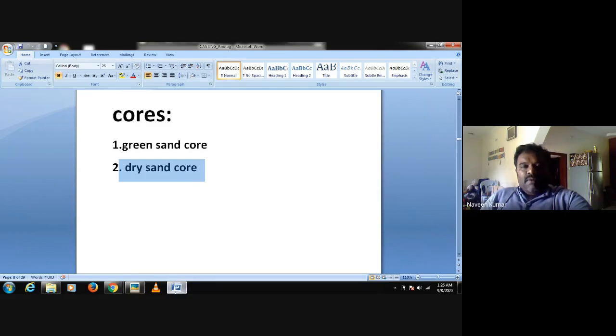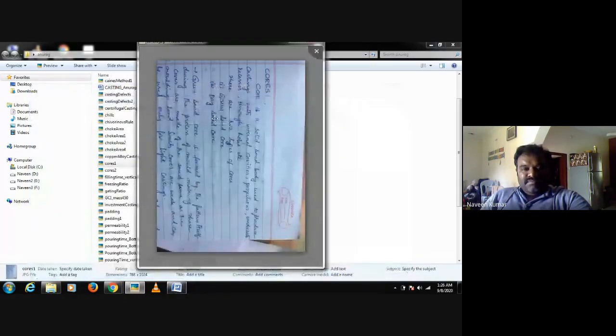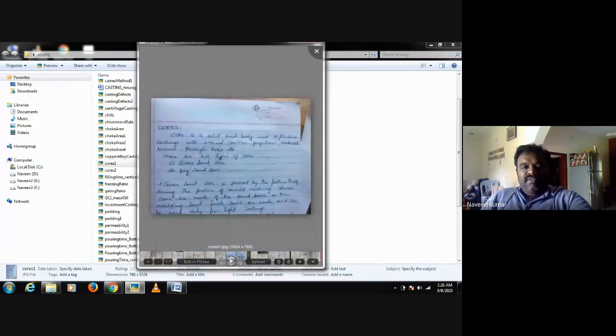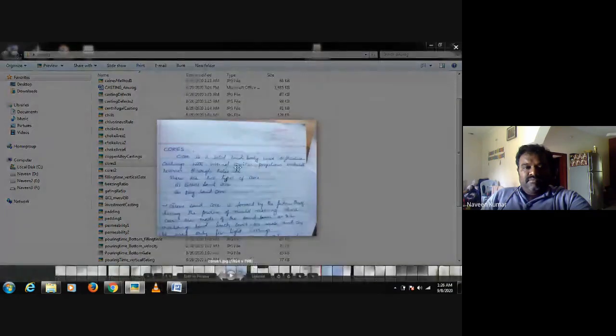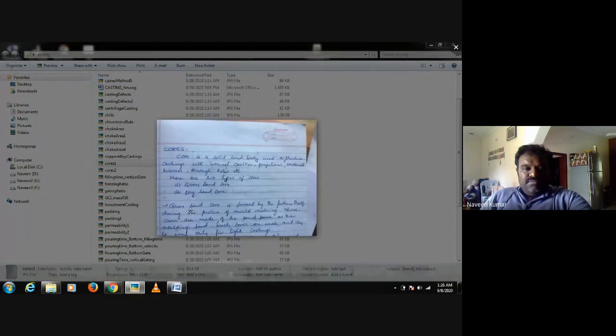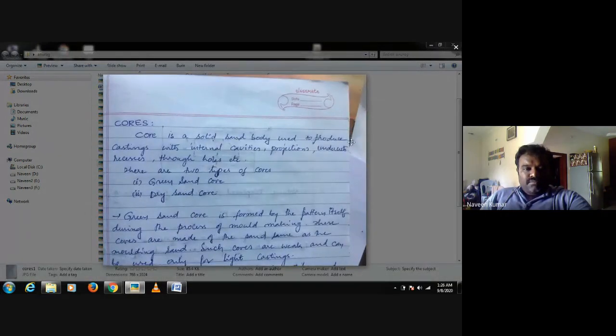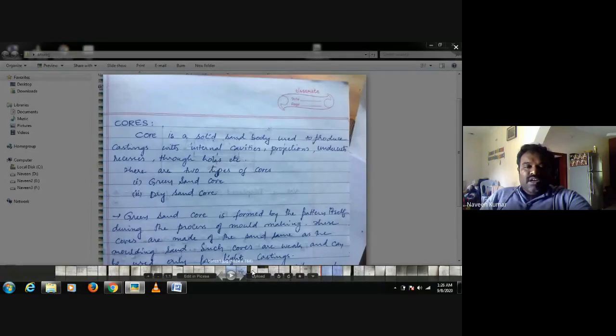Now let's talk about these two different types of cores. As I told you, a core is a solid sand body used to produce castings with internal cavities, and these are of two types. One is the green sand core, the second is the dry sand core. Green sand cores are produced by the pattern itself during the process of mold making.